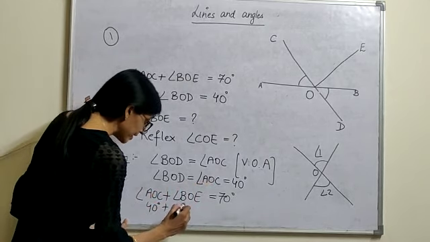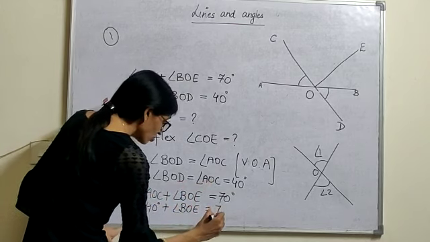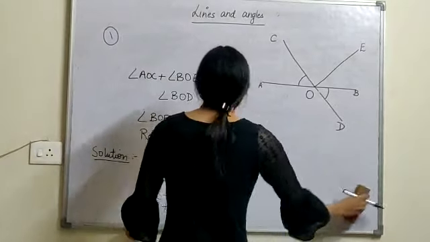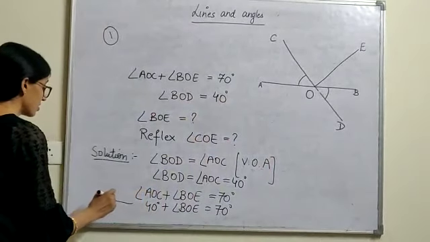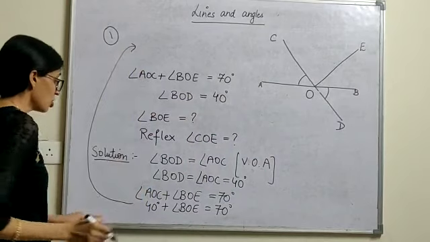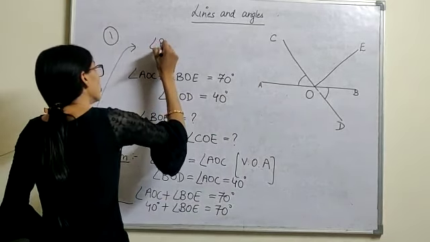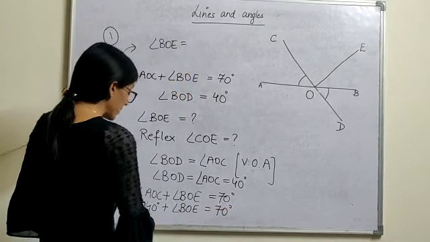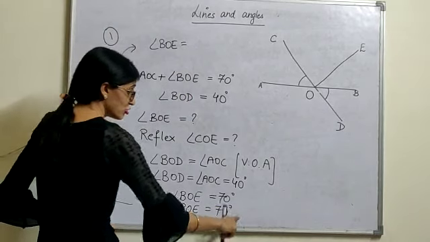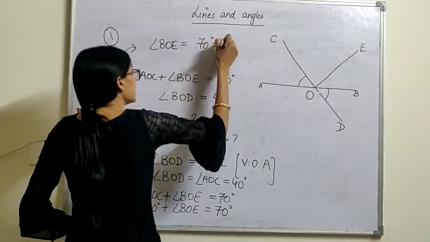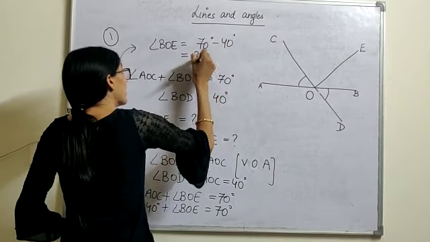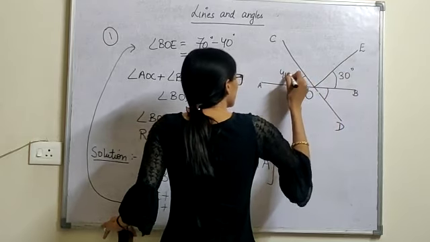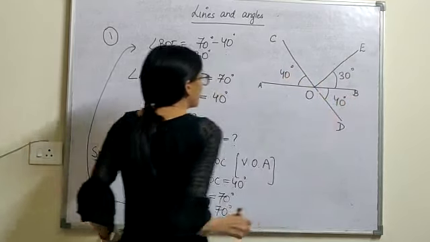40 plus angle BOE equals 70 degrees. So, I am doing it on the upper side. Angle BOE comes out to be 70 minus 40. When the plus 40 from the left-hand side goes to the right-hand side, it becomes minus 40. So angle BOE becomes 30 degrees. This is 40 degrees, and this is also 40 degrees.